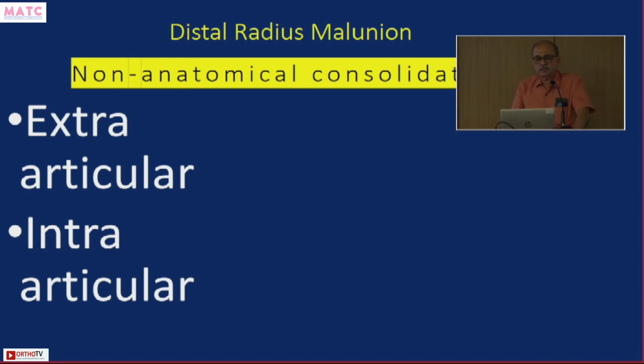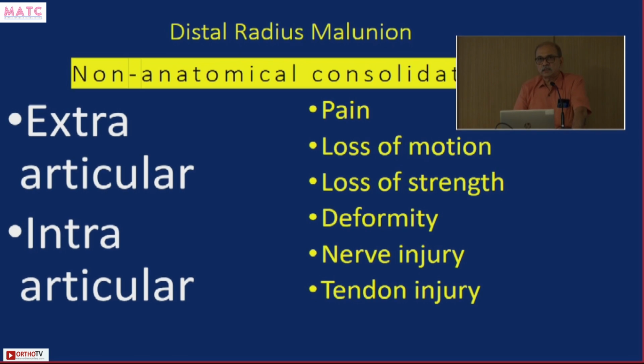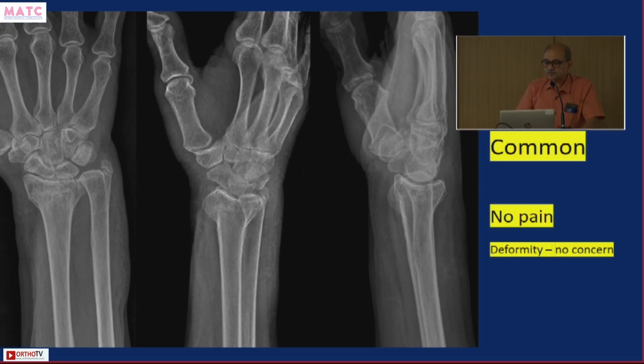Basically, by definition, it is a non-anatomical consolidation or healing of a distal radius. So you can have extra-articular or intra-articular malunions, and it is associated with pain, loss of motion, loss of strength, deformity, occasionally nerve injury or tendon injuries.